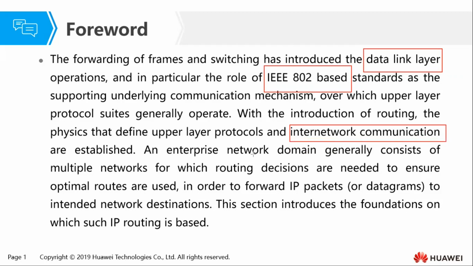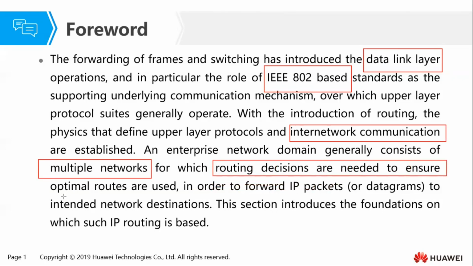So, an enterprise network domain generally consists of multiple networks for which routing decisions are needed to ensure optimal, the best of the best routes are used in order to forward IP packets to intended network destinations. So this section introduces the foundation of which such IP routing is best.